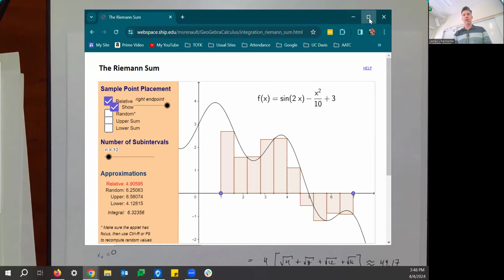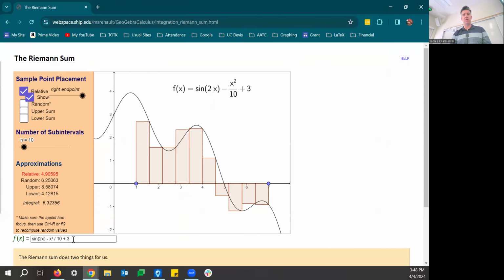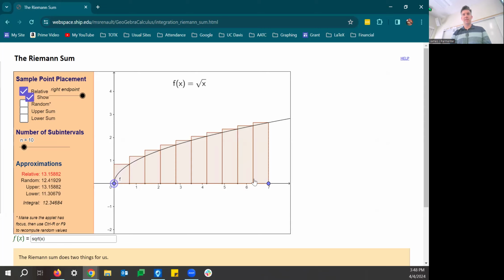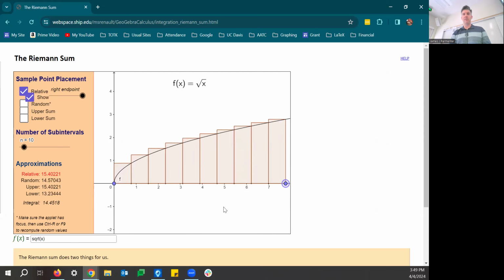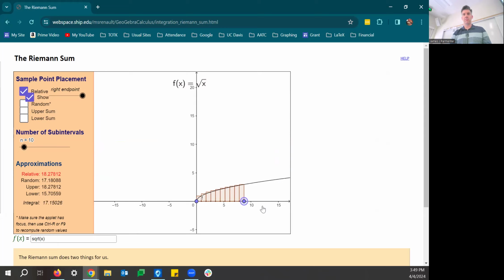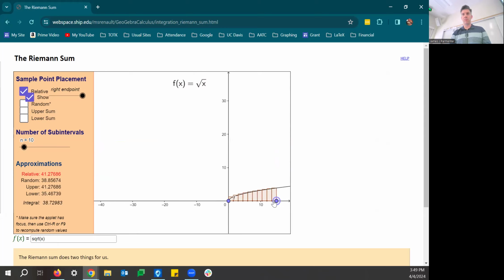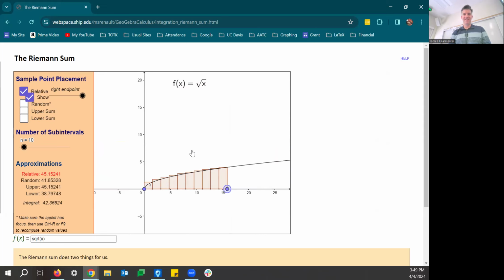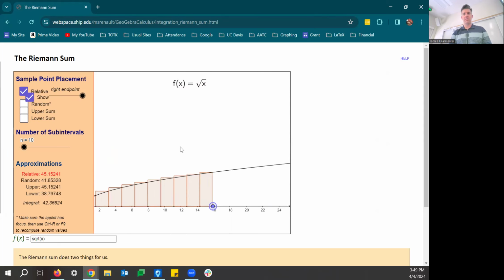Let's make that big. And then I'm going to change the function to the square root of x. I hope. Let's find out if that works. It does. And then I'm going to change my interval from 0 to 16, and zoom out, not in, out. There we go. Zoom in.